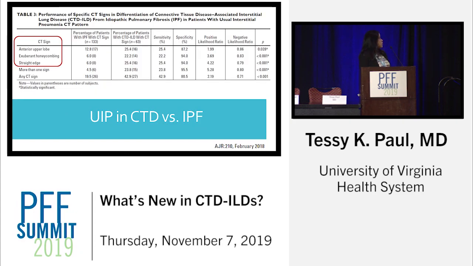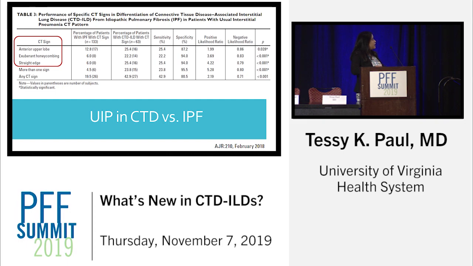So this is one interesting paper I just wanted to mention. As I said, UIP can commonly be seen in CTD-ILD, especially with RA. This is a paper that came out, I believe, last year with Jonathan Chung and colleagues from Chicago that looked at, is there anything specific with UIP in CTD that is different from IPF? So they picked these three things from, I believe, anecdotal reports: anterior upper lobe sign, exuberant honeycombing, and straight edge sign, which I'll show you in a little bit.